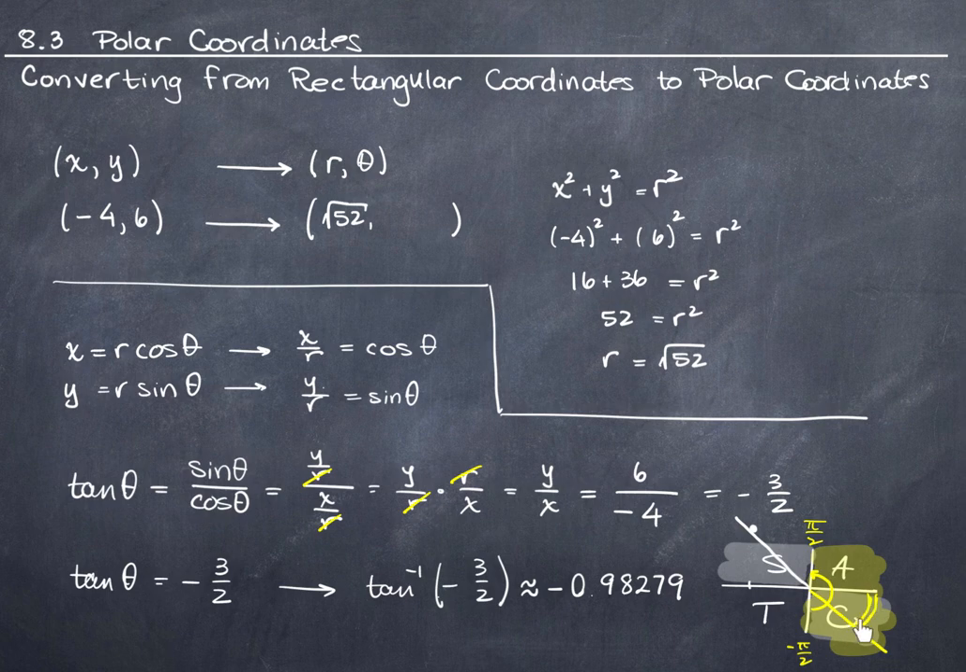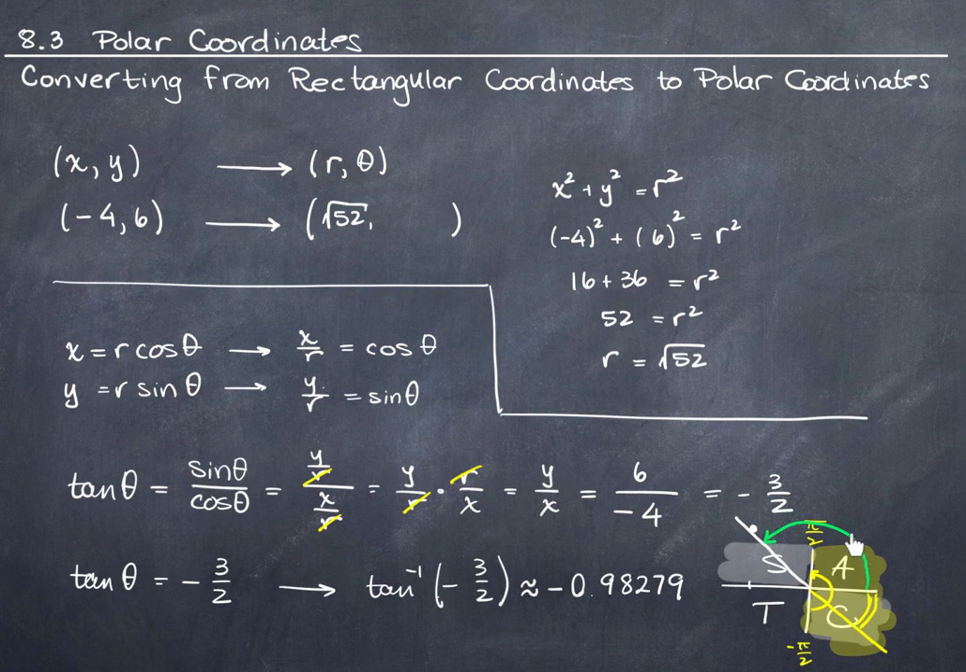This angle here is negative 0.9. Let's just call it negative 0.9 for argument's sake. The reference angle here is 0.9. I need to know what the name of this angle is.